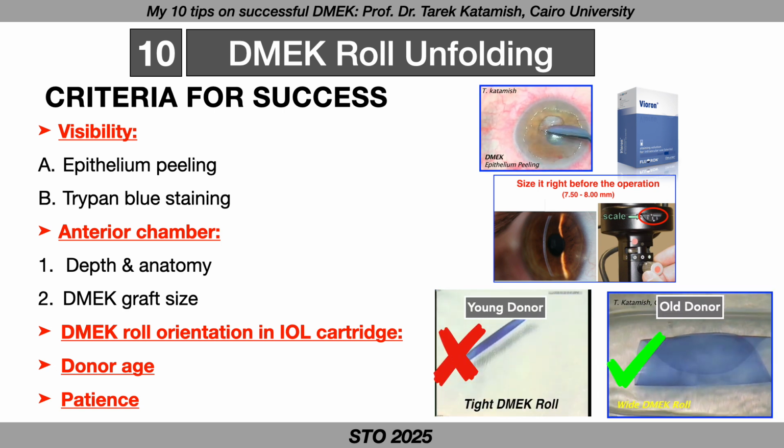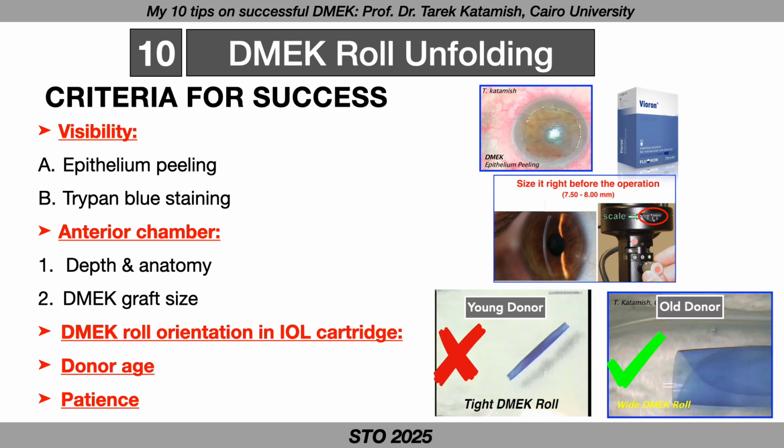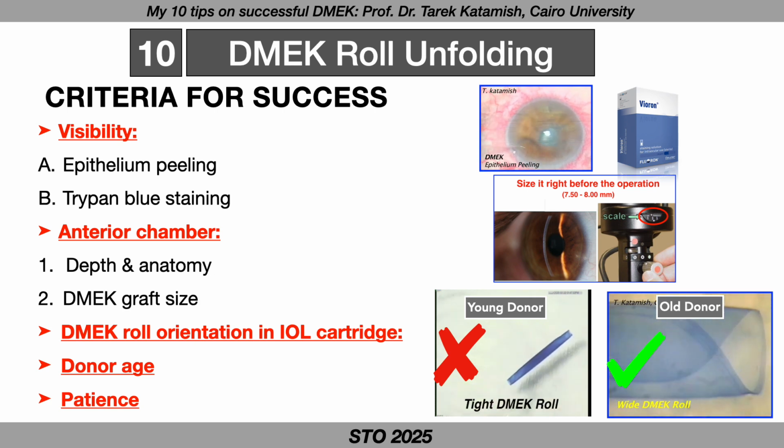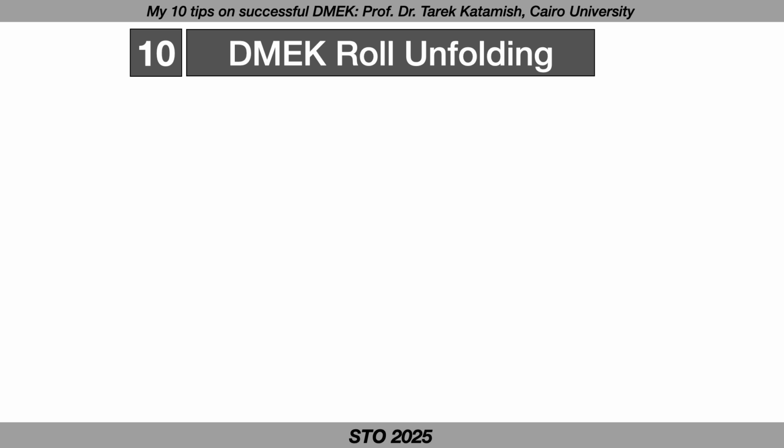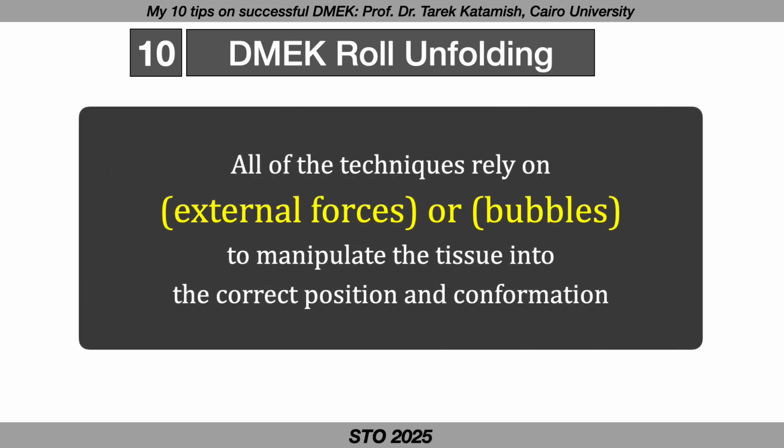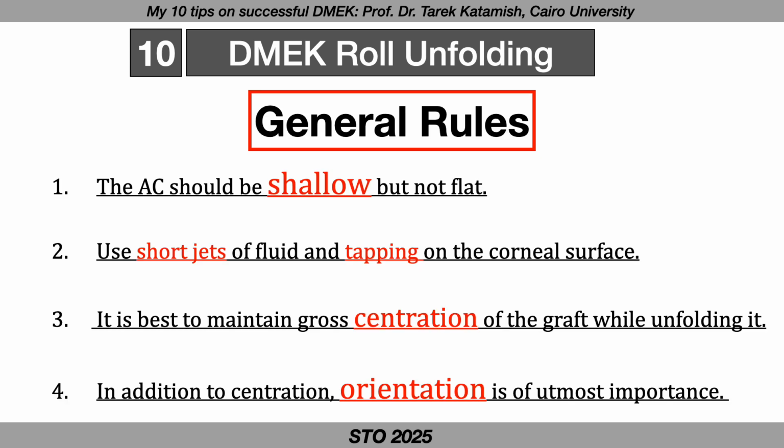And you should choose a donor age above 60 years to avoid this tight DMEK roll. And finally, you have to be patient during the unfolding process. All of the techniques rely on external forces or bubbles to manipulate the tissue into the correct position and conformation.